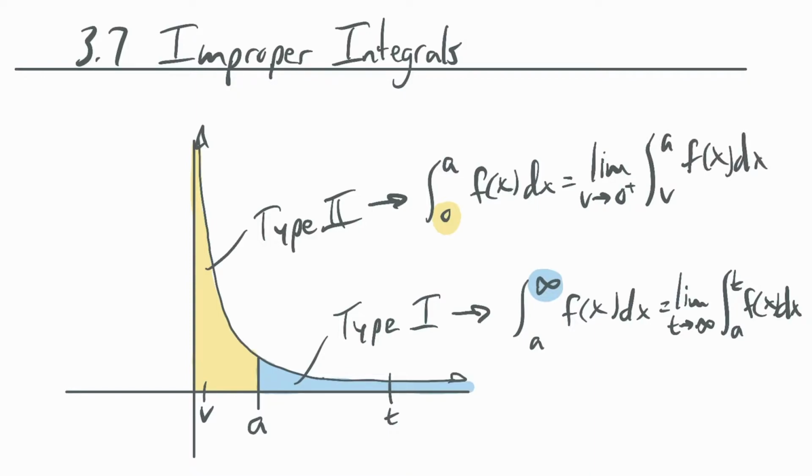And in both cases, the limit may or may not exist. It depends. So when the limit exists, we'll say that the integral converges and you get some number. And if the limit does not exist, we'll say that the integral diverges and we don't get anything.